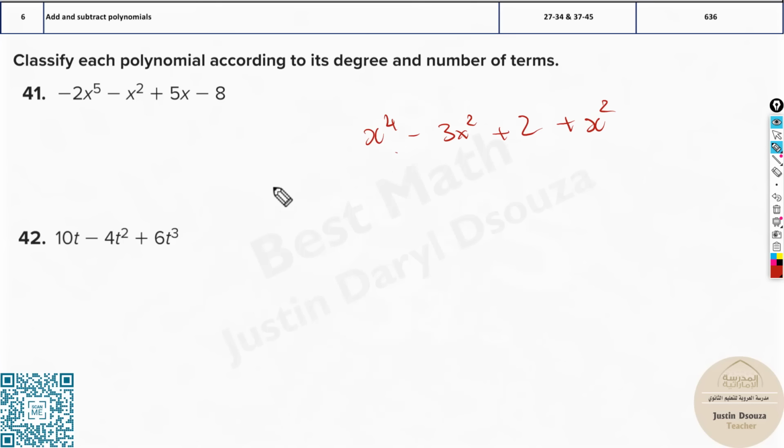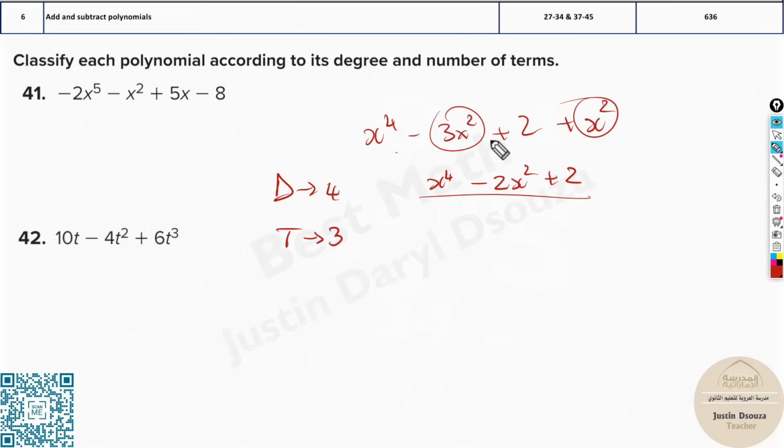If anyone has solved degree 4, yes, that's correct. If anyone has told terms 4, that would be wrong. Terms are 3. Why? Because here it's x power 4, but these two are same degrees. You need to simplify them. It will be minus 2x squared plus 2. It's trinomial, 3 terms only.